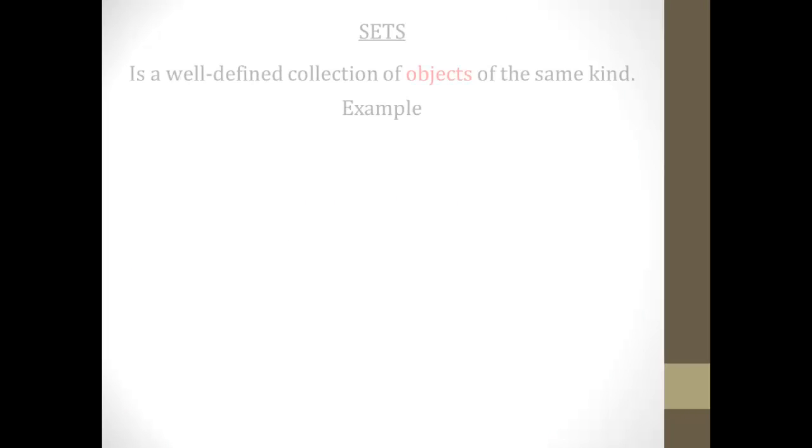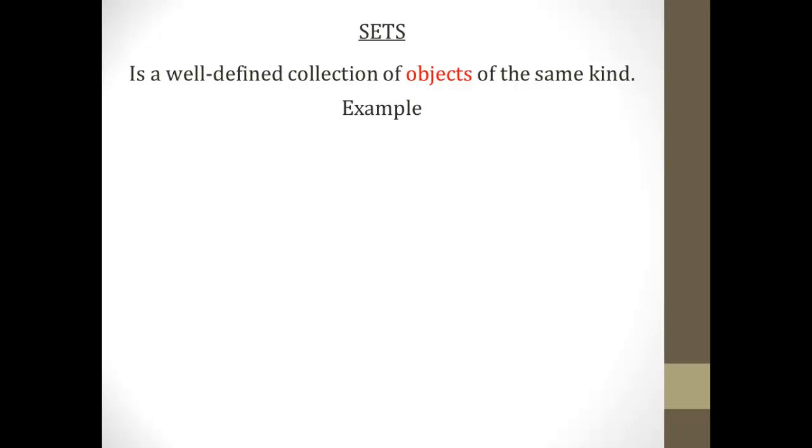Okay, so let's begin. What is a set? A set is a well-defined collection of objects of the same kind. So when you have a collection of objects which have similar properties, basic features, it becomes a set.